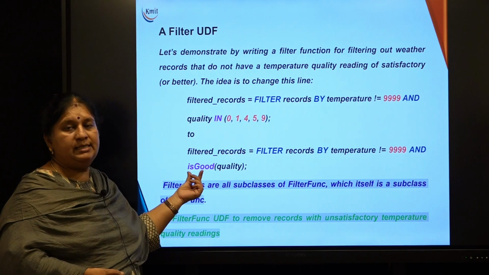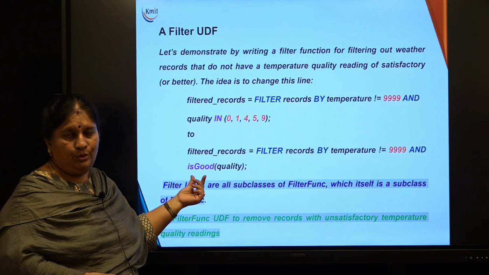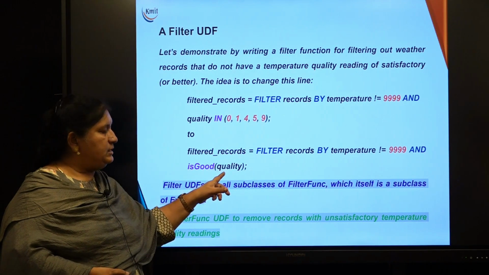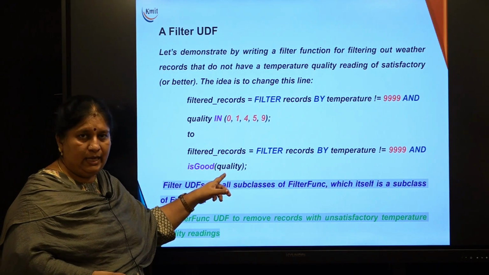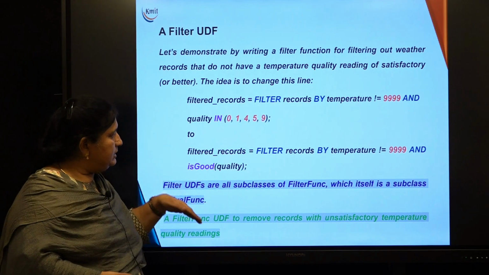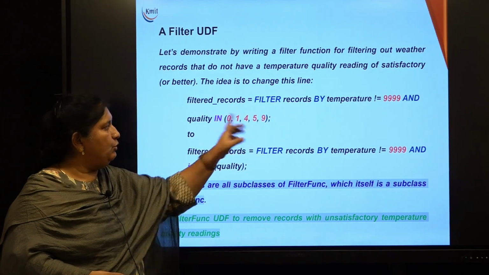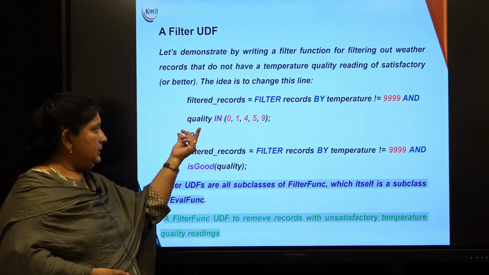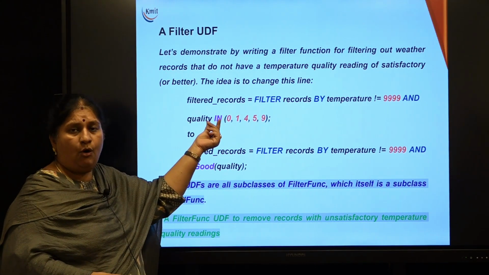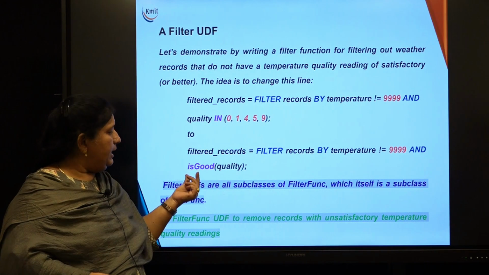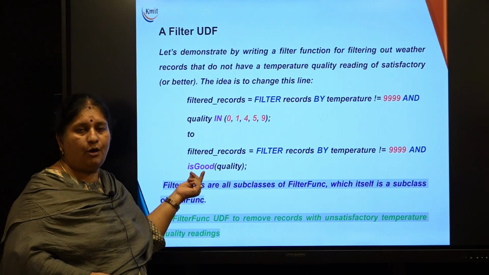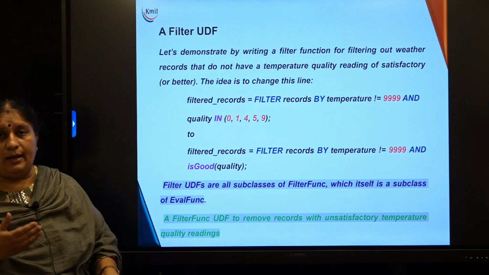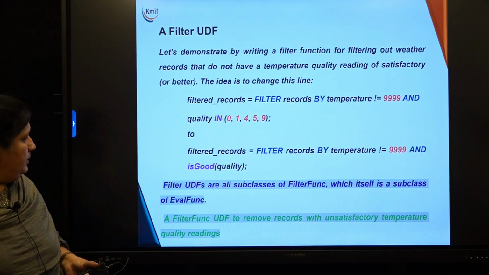Is good, is it a built-in function? No, it is a user defined function. Is good is taking a parameter called quality, and you are trying to check inside the function whether the quality value belongs to any one of these 5 values. So, instead of using the in operator, I want to write a user defined function called is good with a parameter quality. How do we write this?